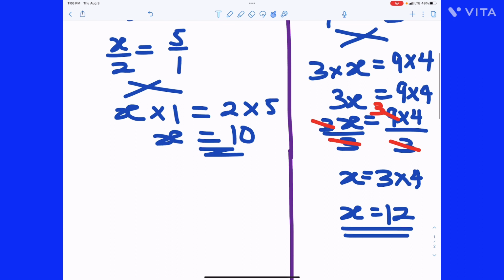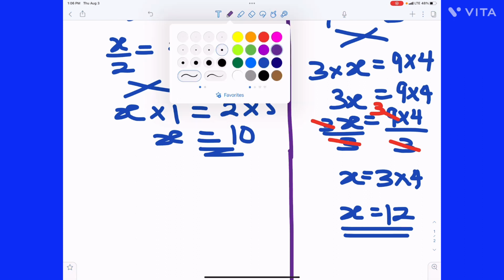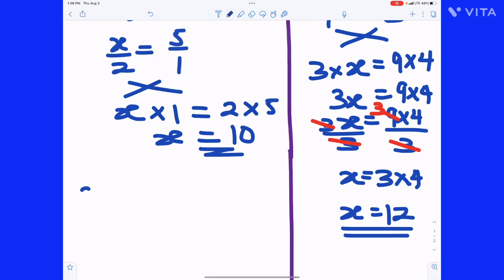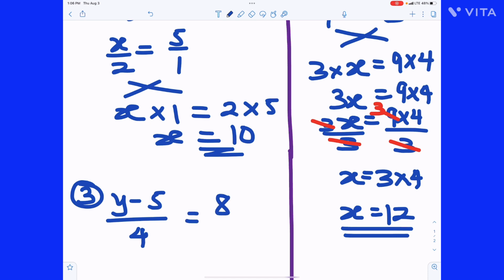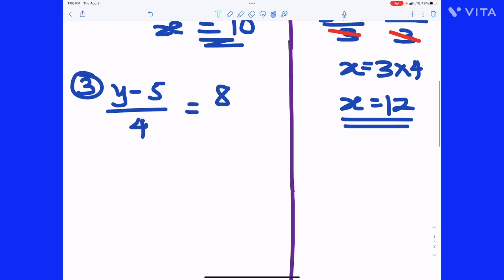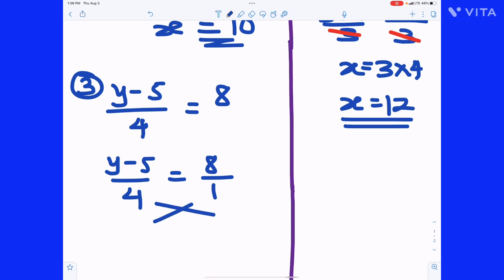Okay. Let's go to question 3. Question 3 says y minus 5 over 4 is equal to 8. This is the same as the previous questions we did. Try to write 8 as 8 over 1. Just put something that makes your cross multiplication easy.